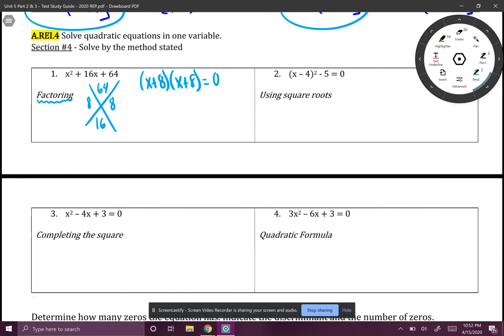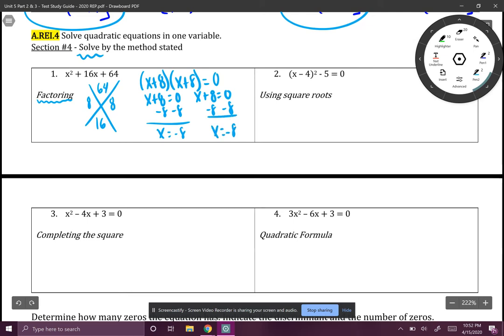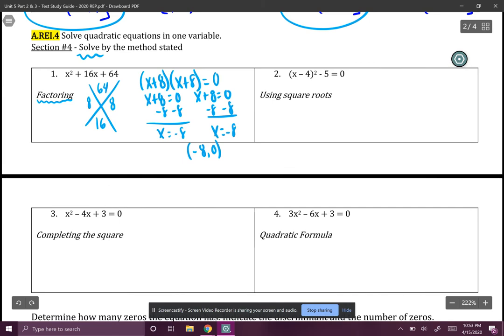Now we have to go one step further because the direction said to solve. So we're going to set both of our equations equal to 0, and both times we're subtracting 8 on both sides. We end up with x equals negative 8 and x equals negative 8. We only need to write it once. So my solution to this equation is negative 8, 0, meaning that it has one x-intercept, and that x-intercept is at negative 8, 0.